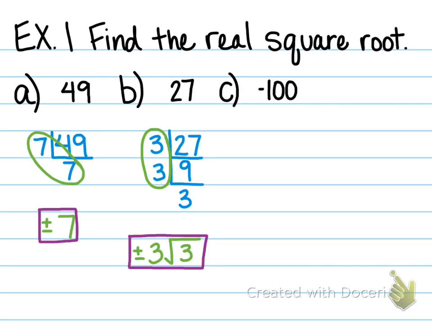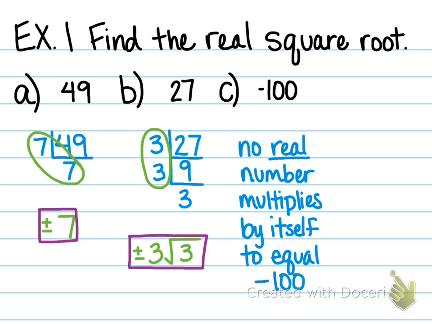Okay, now we're going to do negative 100. So I need two numbers that multiply to equal negative 100. Well, I know 10 times 10 is a positive 100, and negative 10 times negative 10 is a positive 100. But I can't do negative 10 times positive 10 because those are two different numbers. So for this situation, there isn't a number that multiplies by itself to equal negative 100.